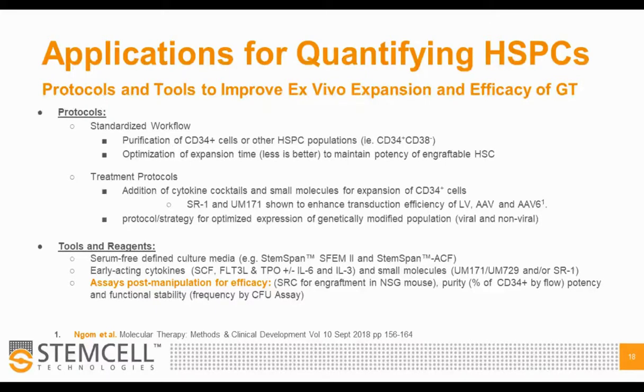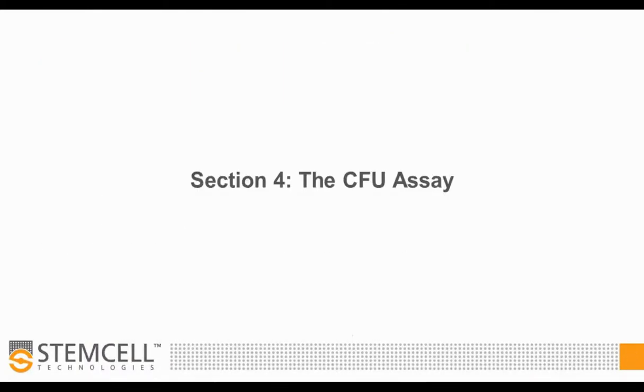And of course, once you do your manipulation, making sure that you have good assays that are going to tell you if it's working. I've outlined those for you using the SCID repopulating cell assay for engraftment, as well as understanding the purity, making sure you have enough CD34 cells as identified by flow or any other contaminating cell populations, and also looking at the functional ability using the CFU assay can really identify that you have maintained a good frequency of those progenitors and you haven't actually changed or lost any of the progenitor types.